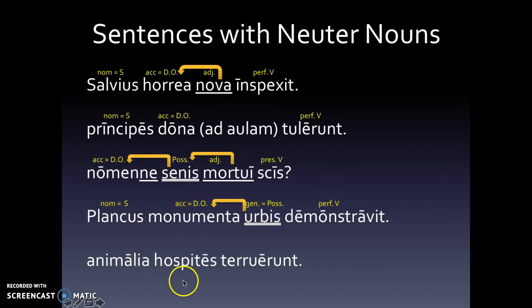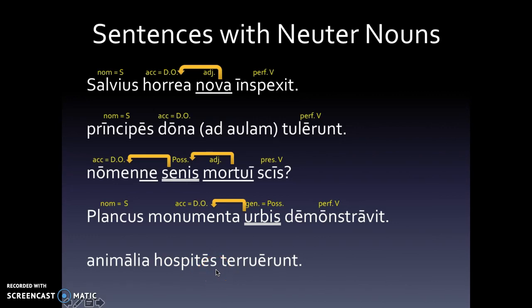All right, last one, Animalia hospites terruerunt. Animalia, you might think that this is first declension nominative singular, but then you get to the verb and the verb is plural. You can't have a singular subject with a plural verb. Okay, so this must be neuter. And the A in neuter, as we know, could be nominative or accusative plural. Hospites, this is a third declension noun. It could be nominative or accusative plural. So which one is the subject? Which one is the direct object? Just as we saw before, you've got to go off of context.